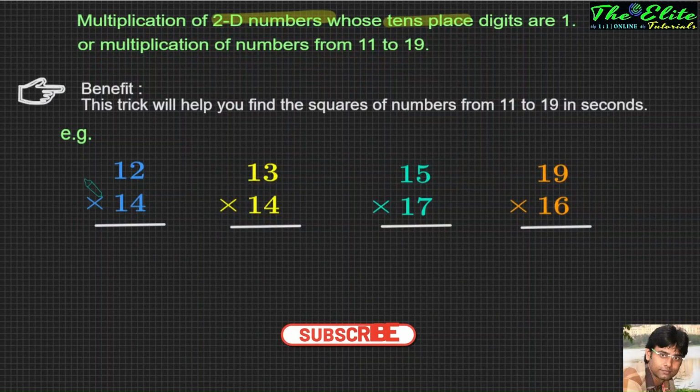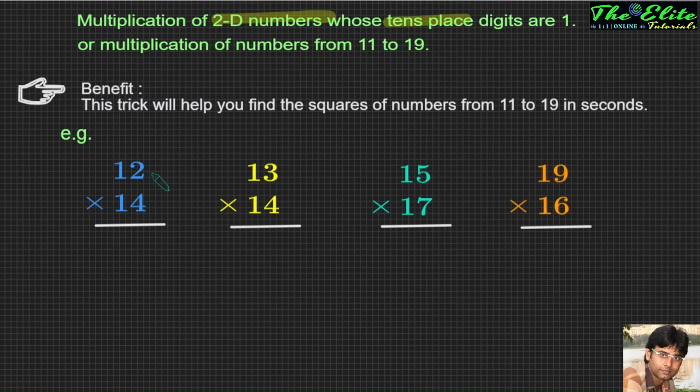So what is the benefit of learning this? The benefit is that this will help you to find the square of these numbers, that is from 11 to 19, in seconds. Okay, so let's learn. So the first problem is 12 multiplied by 14. How do we do that?